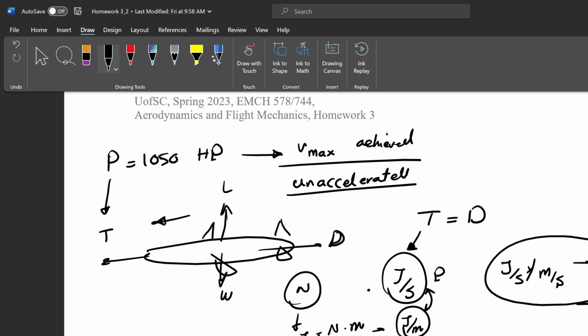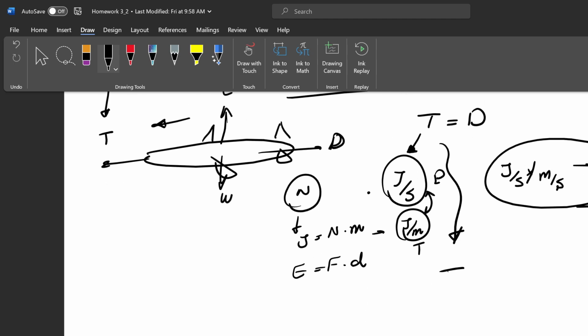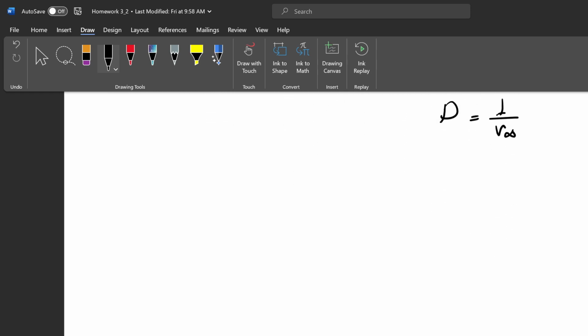This is dimensional analysis. So this should tell you that thrust is actually equal to power divided by velocity, v infinity. Here you go. Which means that drag in our case is equal to power divided by v infinity.